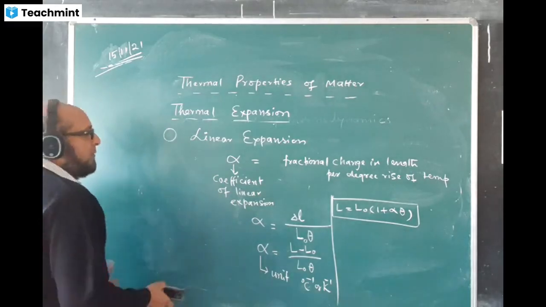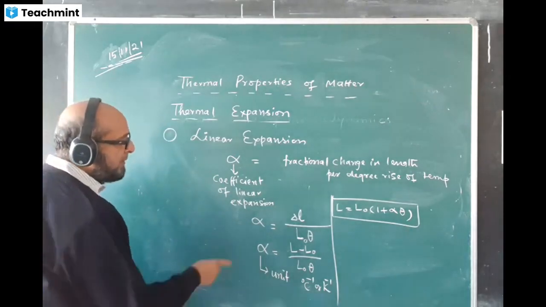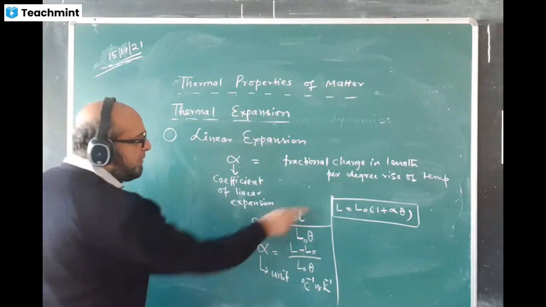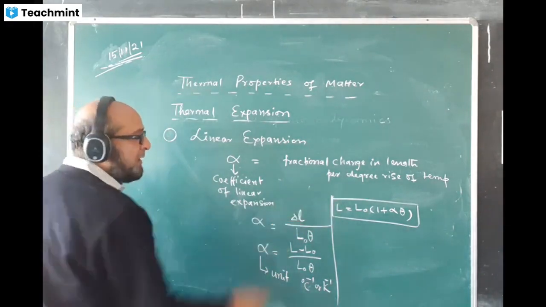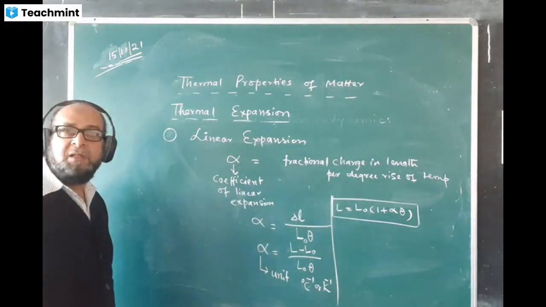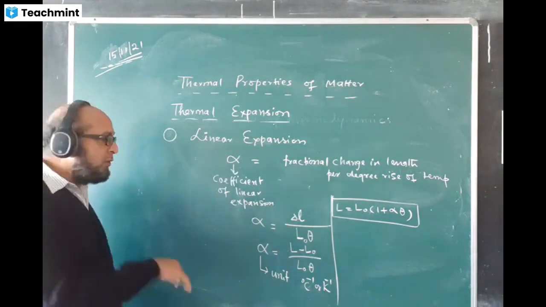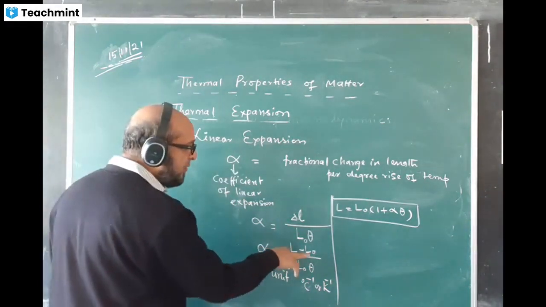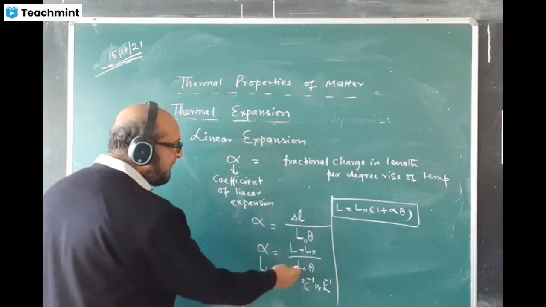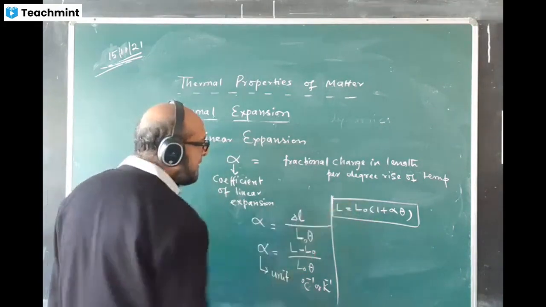Next one, number 2, you write down. You can remember the formula either this way or this way or this way, any one way. Changing delta L means changing the length. That means final length minus original length. Final length is L and original length is L naught, by alpha theta, and on arranging it, you will get this result.